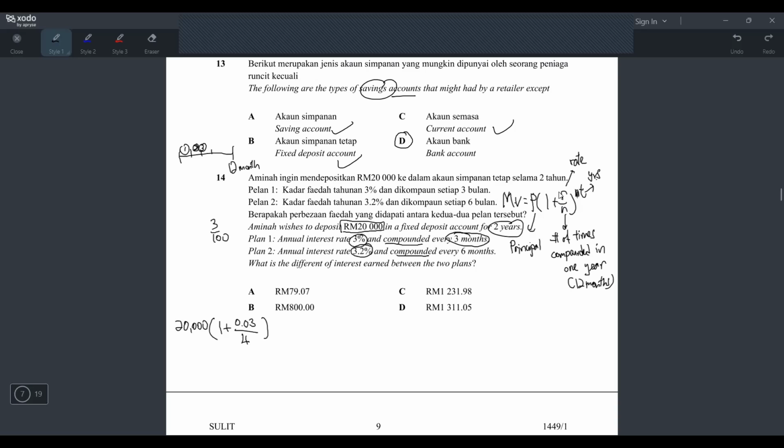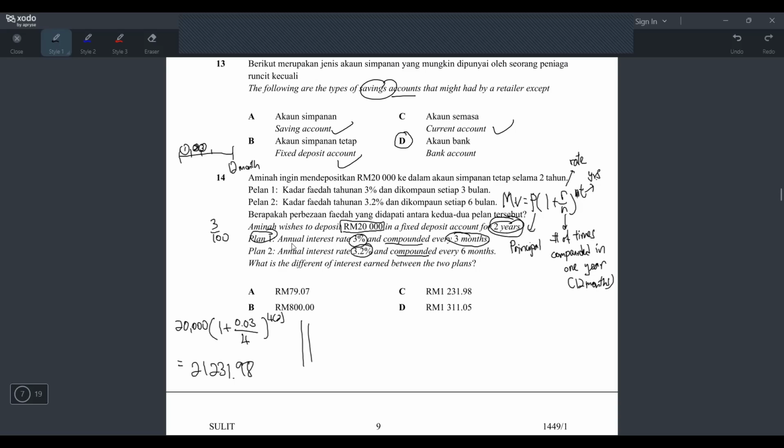And then power with NT. N you know already is 4, and T, the number of years, is 2 years. You can press all this, but I recommend you press 1 plus 0.03 divided by 4, and then answer power 8, because 4 times 2 is 8. And then don't forget to times 20,000. My calculator gives me 21231.98. So this is for plan 1.